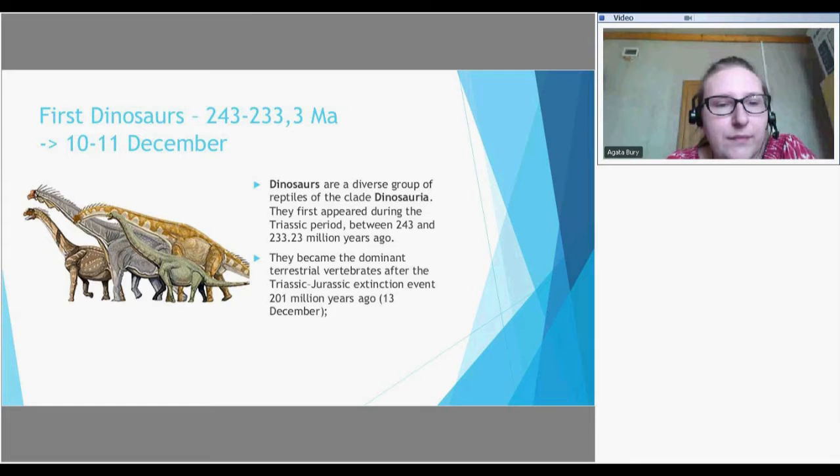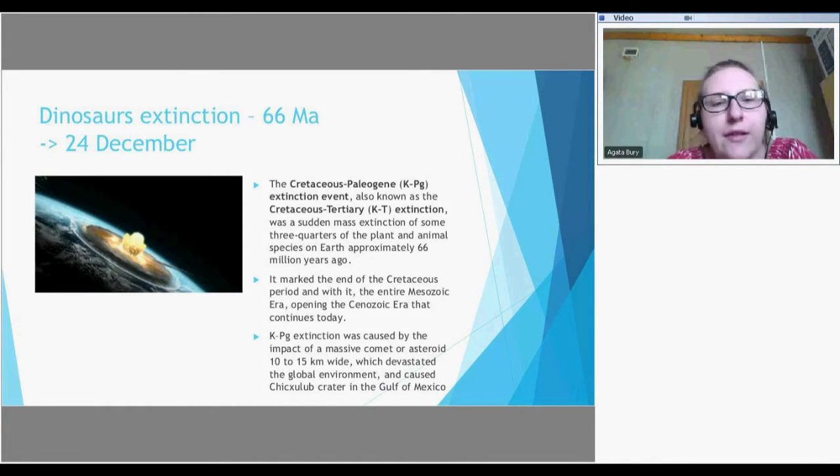And later, 65, 66 million years ago, in our year 24th December, dinosaurs went extinct. Actually, many species went extinct then. It was a great extinction event called the Cretaceous-Tertiary extinction. And there was a sudden mass extinction of about 3/4 of the plant and animal species on Earth. It was caused by the impact of a massive comet or asteroid, which devastated the global environment.